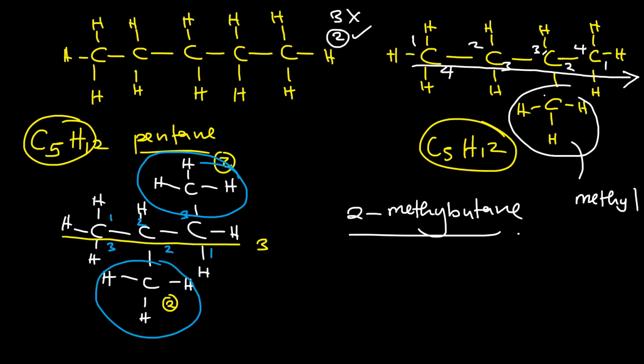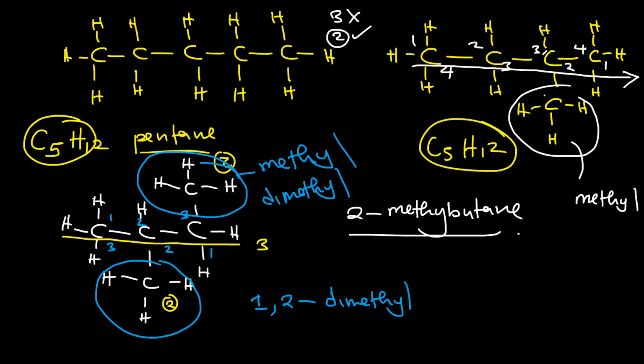So here, the first branch is at 1, the second is at 2. Now, how we are going to write it, we write them 1, comma, 2, showing that one branch is at 1, the other one is at 2. Then a dash, and the name of the branch. Of course, this is a methyl branch. But since there are two, it is going to be dimethyl. So dimethyl.